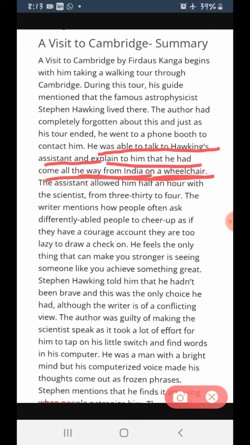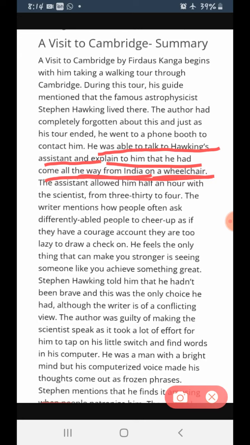On a wheelchair. So why was the assistant of Hawking denying the meeting of these two people? It was because Stephen Hawking was a scientist. Okay, he was really a very great man. So these highly qualified people, or you can say popular people, or these special people, they have very less time to spend their time on common people. So this was the reason why his assistant denied his meeting.